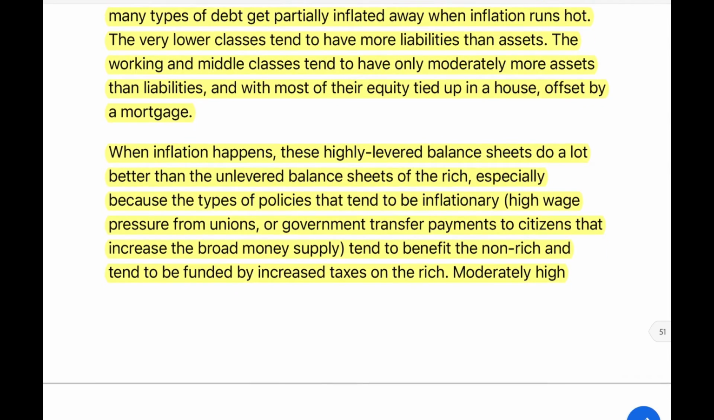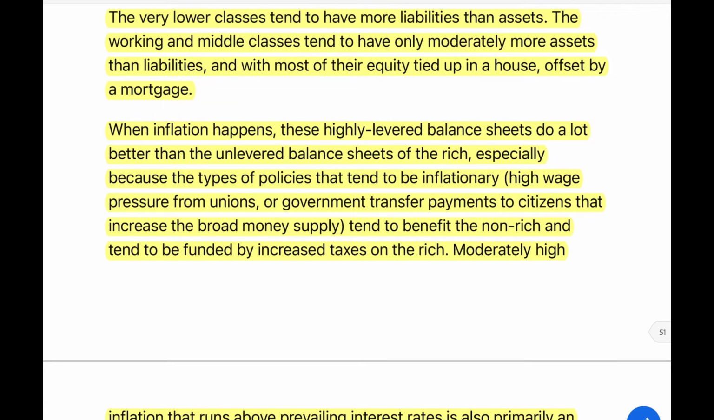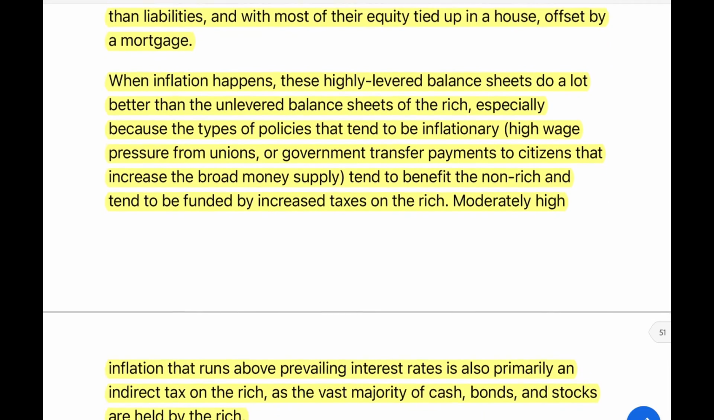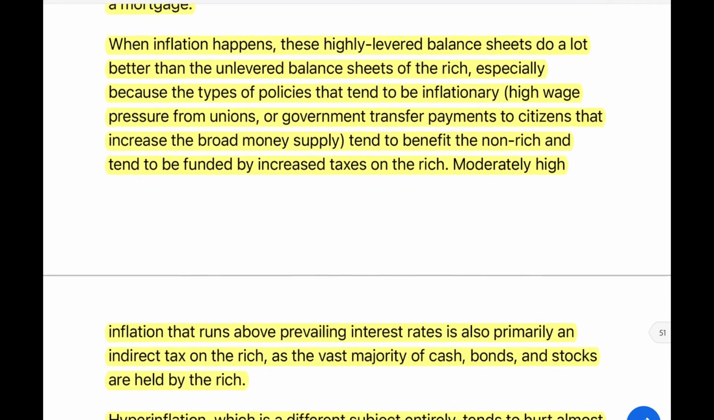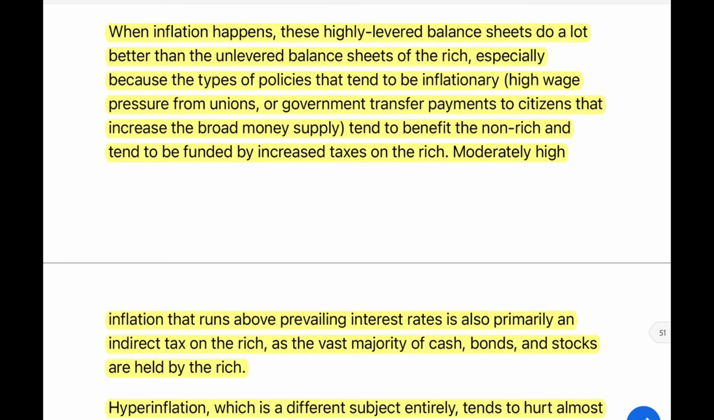The working and middle class tend to have only moderately more assets than liabilities, with most of their equity tied up in a house offset by a mortgage. When inflation happens, the highly leveraged balance sheets do a lot better than the under-leveraged balance sheets of the rich, especially because of the types of policies that tend to be inflationary. High wage pressure from unions or government transfer payments to citizens that increase the broad money supply tend to benefit the non-rich and tend to be funded by increased taxes on the rich.